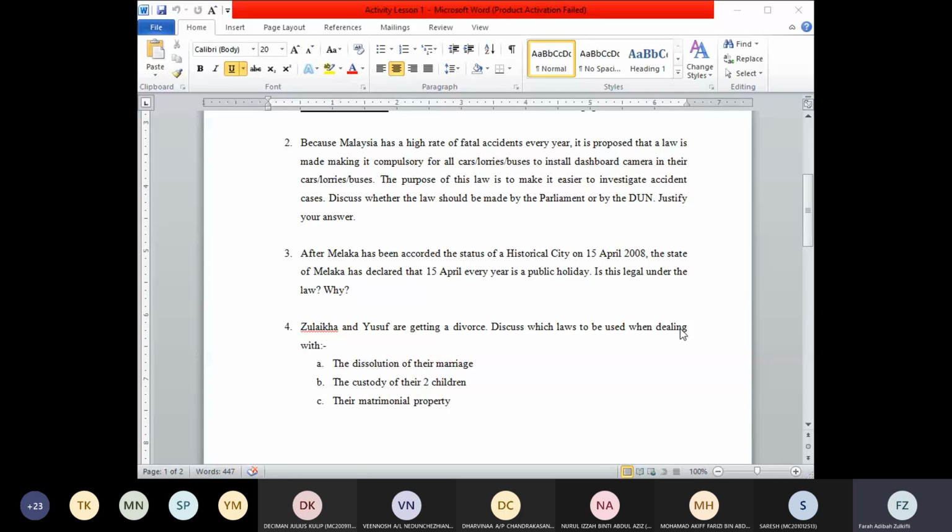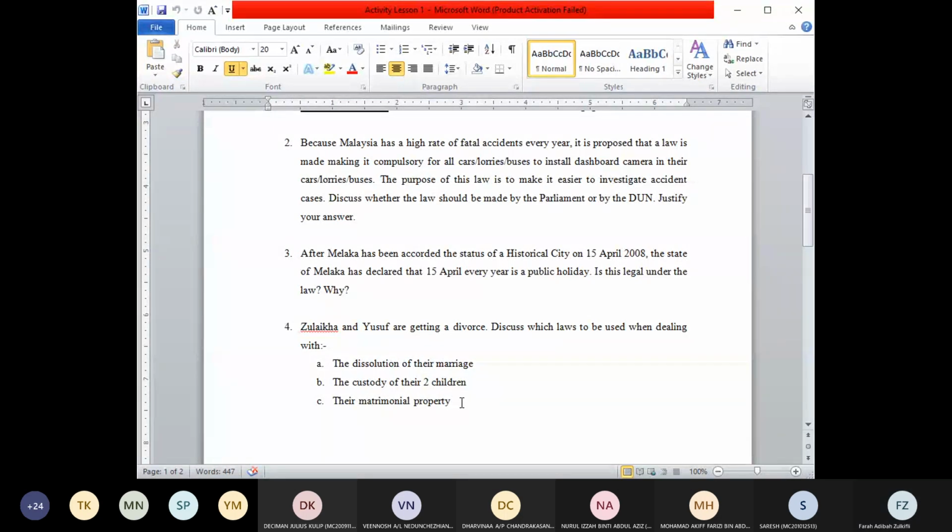So Zuleika and Yusuf are getting a divorce. Discuss which laws to be used when dealing with it. So the first one, the dissolution of their marriage, should be considered under Sharia law because it is very clear and stated that both of them are Malays, and only the Sharia law can dissolve a marriage between them. Yes, only the Sharia law can dissolve and unite a marriage if they are both Malays.